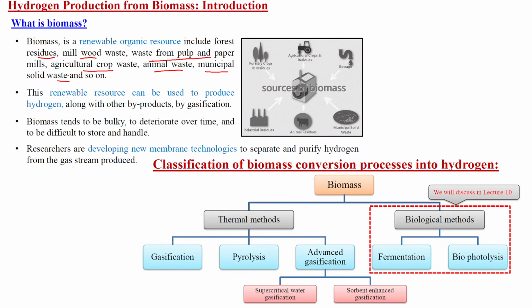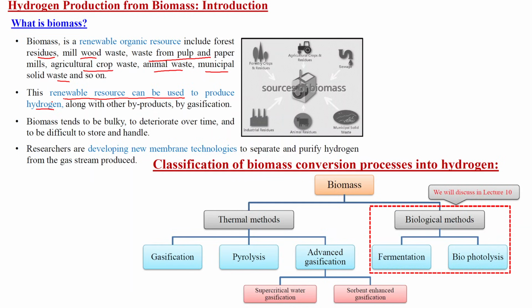There's a lot of biomass present. So if we use this biomass to produce hydrogen, that would be a very good advantage and very good technology. Okay. So this renewable resource can be used to produce hydrogen. It is basically a renewable resource, meaning this biomass will never end.